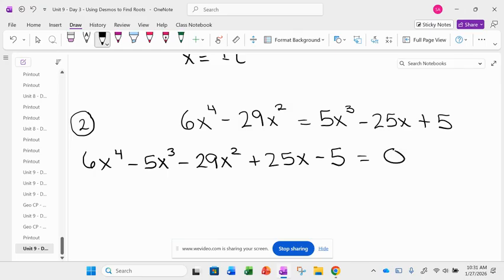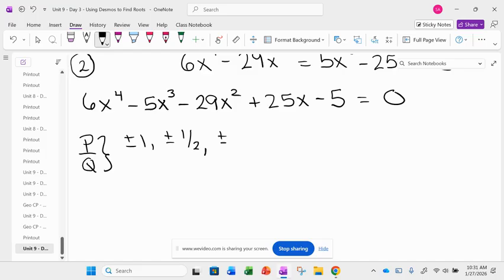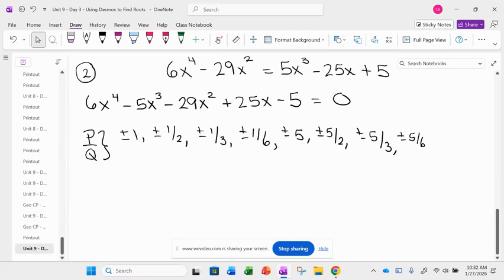So when you moved everything over, this is how it should have looked. And your P over Q should be plus minus 1, plus minus 1 over 2, plus minus 1 over 3, plus minus 1 over 6, plus minus 5, plus minus 5 over 2, plus minus 5 over 3, plus minus 5 over 6. Okay, so these are your possible rational roots.